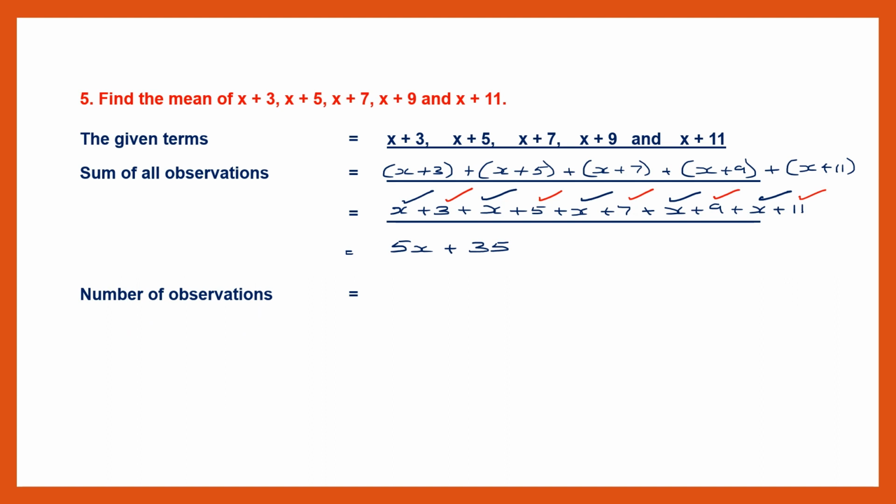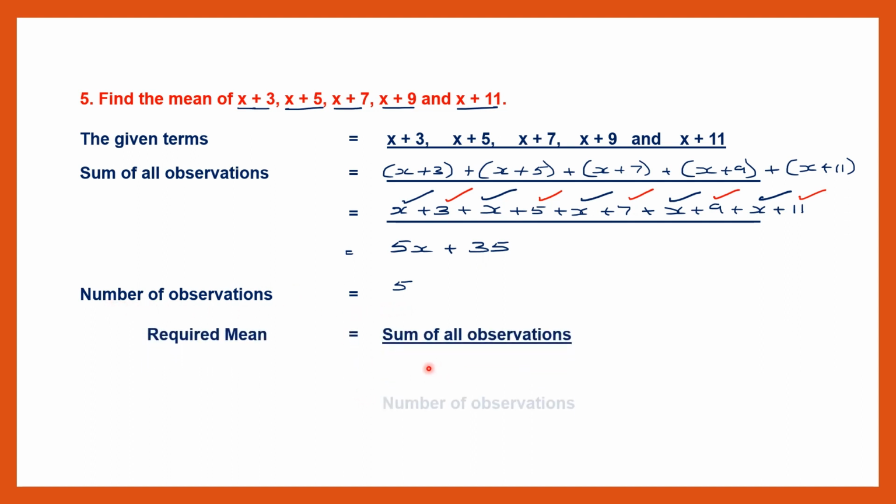Next is the number of observations. Now how many observations are there? This is one term, this whole thing. Another one more, 4 and 5. So there are 5 here. So the number of observations is 5. So now what do we have? We have the sum of all the observations, 5x plus 35, and we have the number of observations. We can find the required mean by dividing the sum of observations by the number of observations. So here the sum of observations is 5x plus 35 divided by 5.